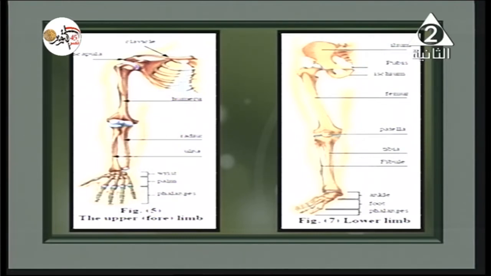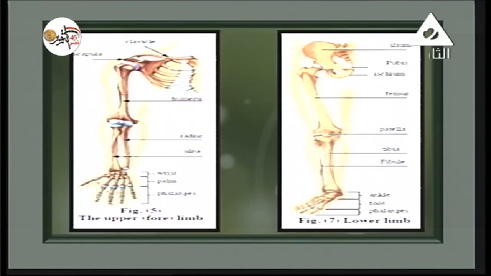After that, we have the fibula. Again, we said the shank consists of two bones, tibia and fibula. We said tibia, so easy. What about the fibula? The outer thin bone, and no more information about it.